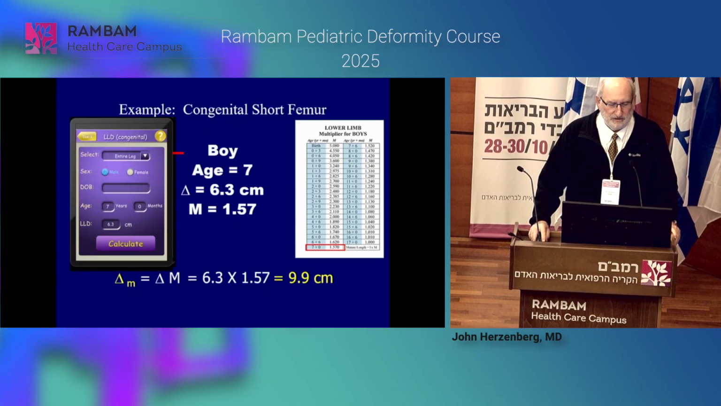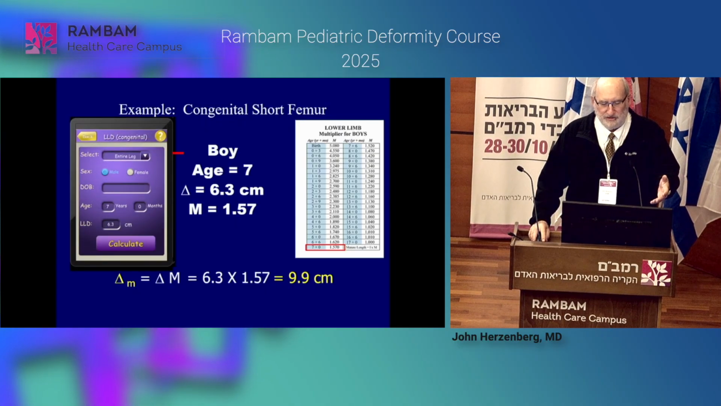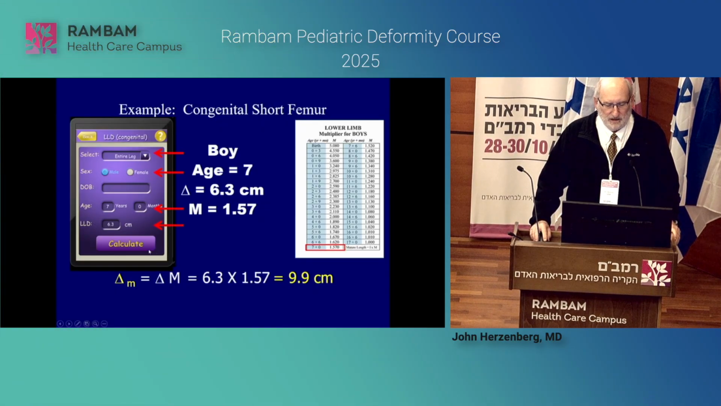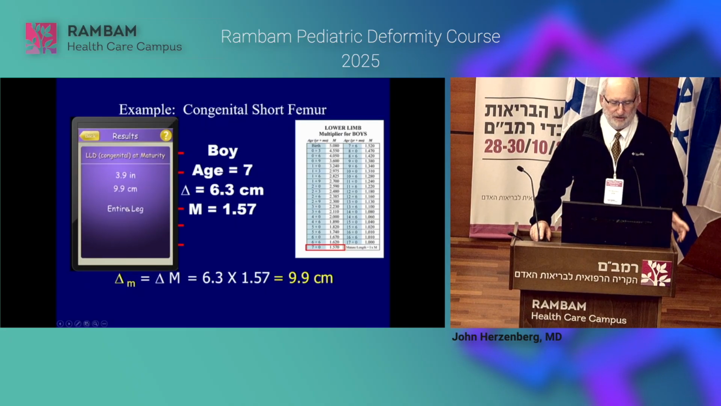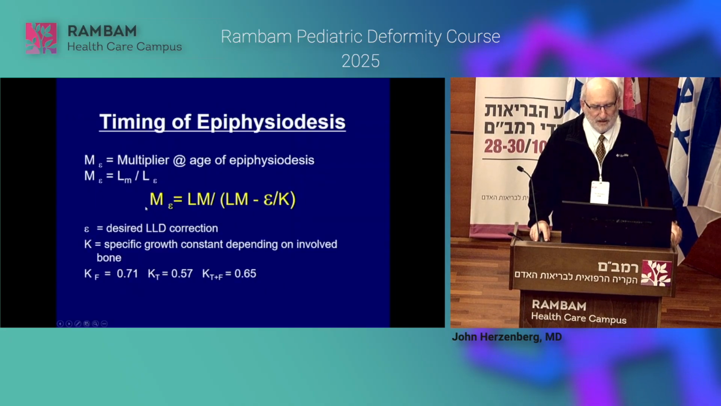You go to congenital, and then there's a little data sheet where you enter the age and the leg length discrepancy, and you hit the calculate button, and then it gives you your answer in inches and in centimeters, because in the United States we use inches.